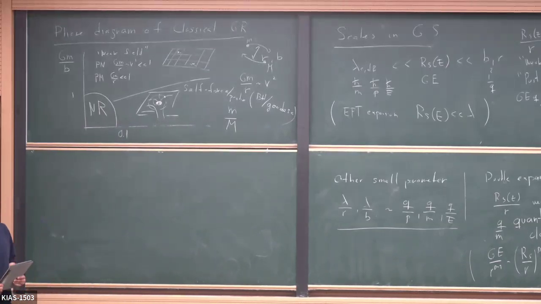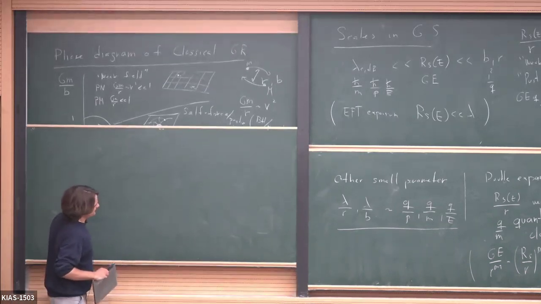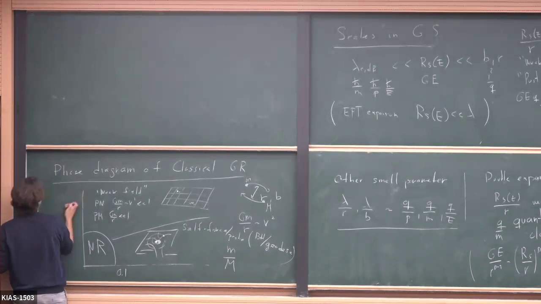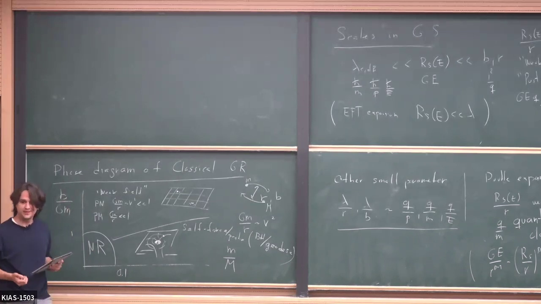If D becomes very small, then of course it becomes very big. Sorry, you're right. Yeah, it's the other way around. You're completely correct, yeah.